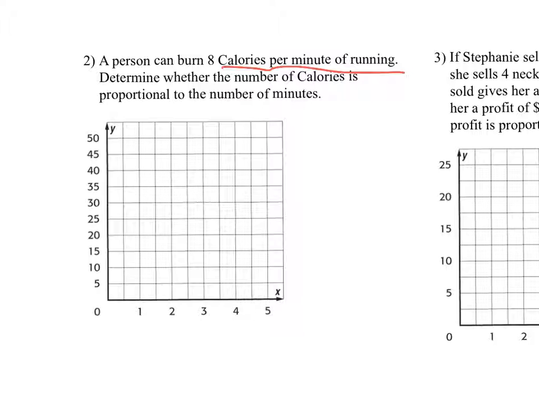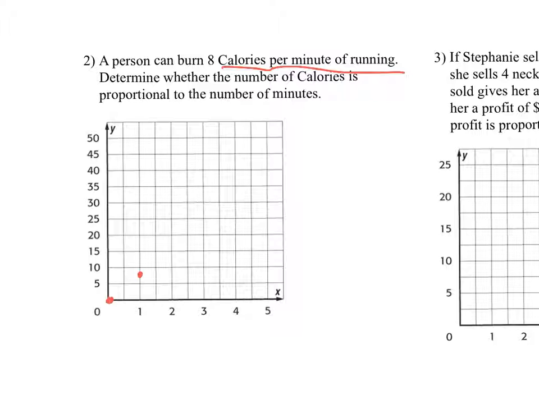If we started at 0 minutes of running, what would we be? We would be at 0 calories, okay? So if we started at 0 minutes of running, we would be at 0 calories. Okay, what about 1 minute? Where would we be? 8 calories would be burned.